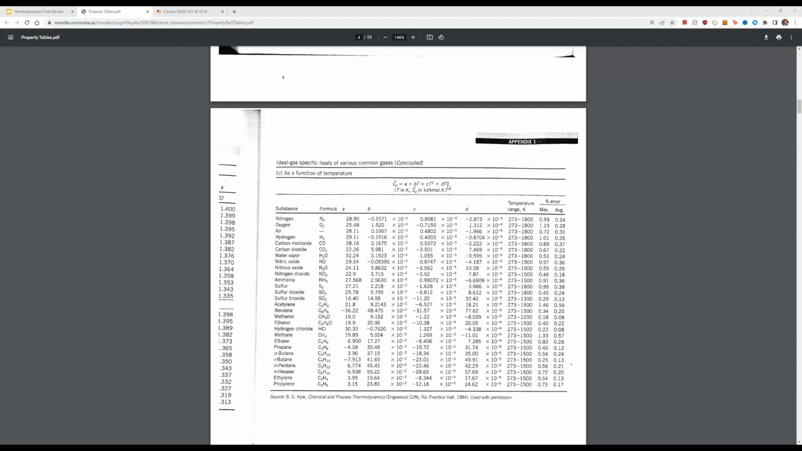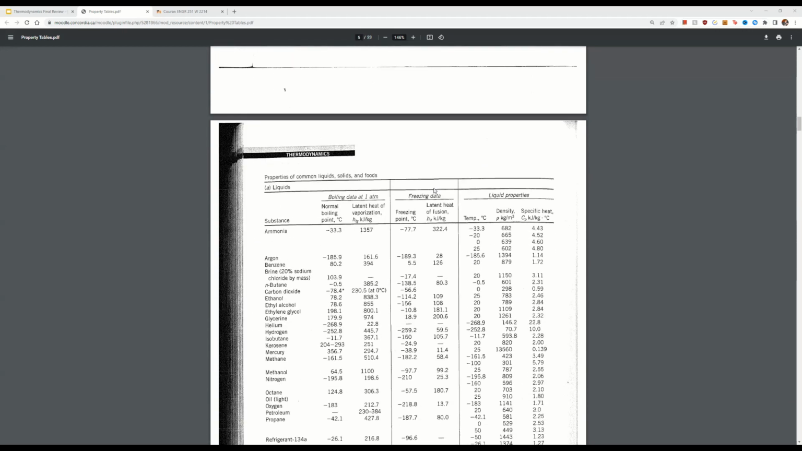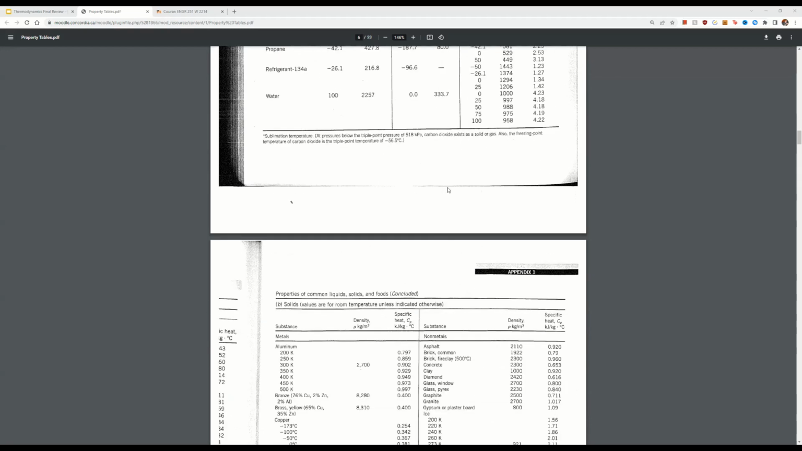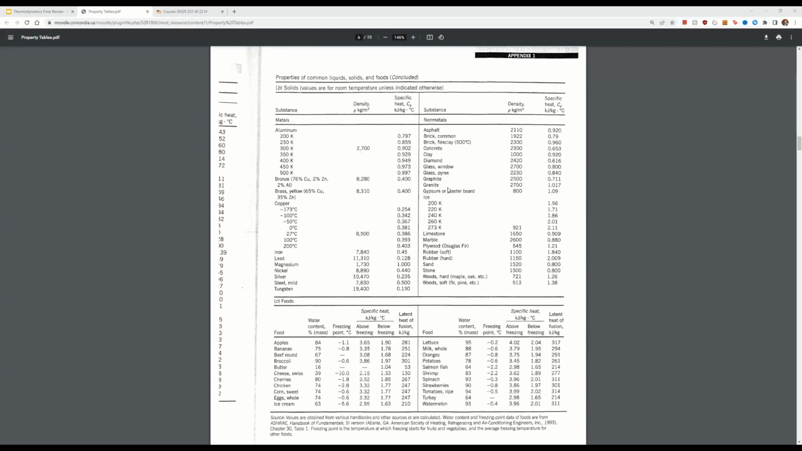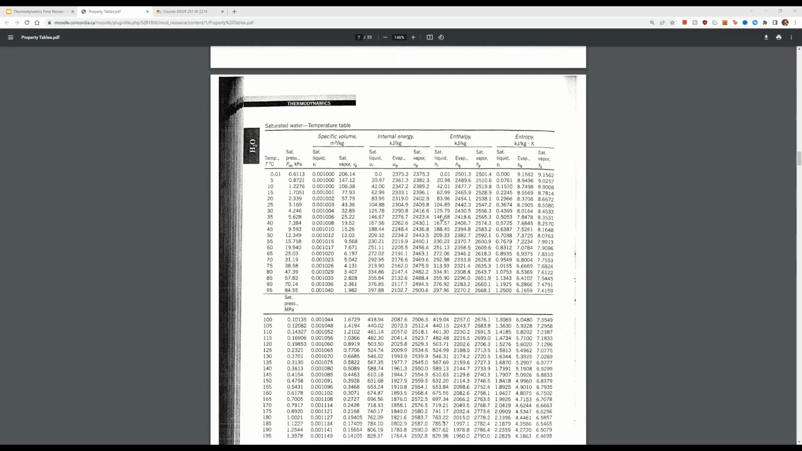So again, I doubt that this will be covered in a final. It can be, though. This is just some random properties. They're not really useful. Same here, but for metals, for food, actually, if you're interested, for ice cream, watermelon.